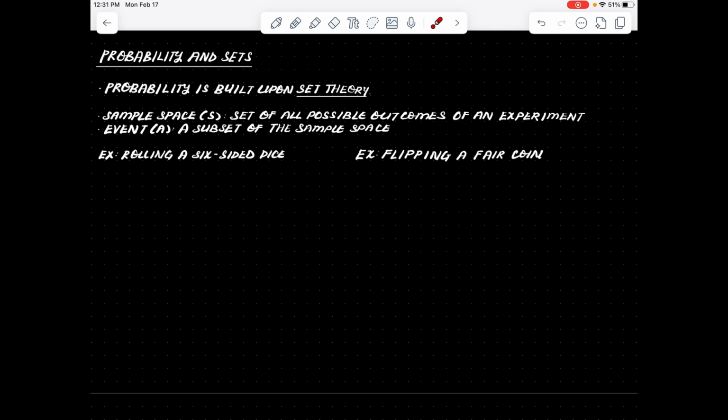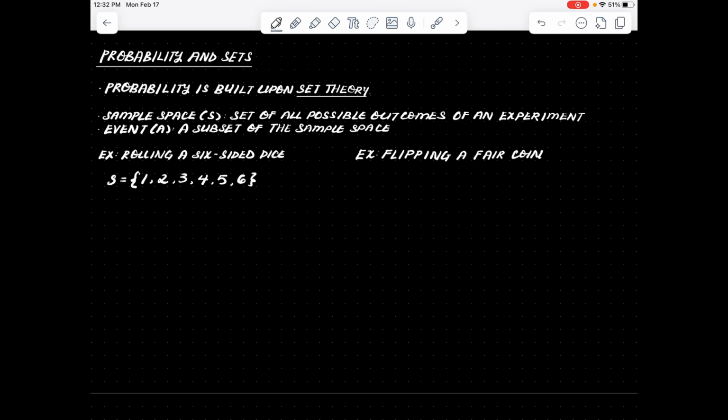So first, let's talk about the sample space. We define a sample space using the capital letter S, and it is defined as nothing more than the set of all possible outcomes of an experiment. So let's take this first example where we're rolling a six-sided dice. The sample space S is all the possible outcomes that can happen when we're rolling that six-sided dice. So it can land on 1, 2, 3, 4, 5, or 6.